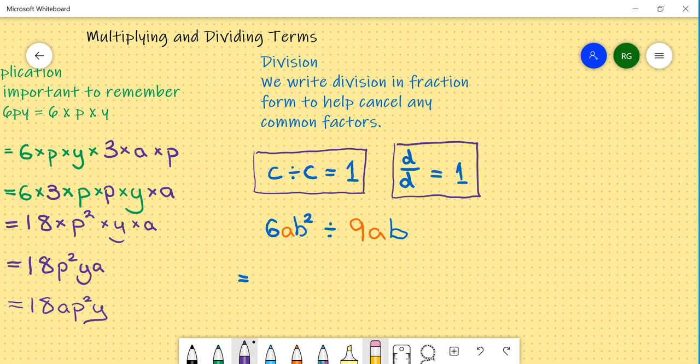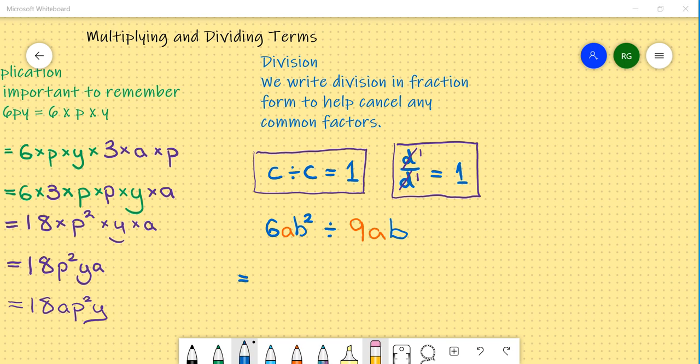1 million divided by 1 million, the answer is 1. 0.2 divided by 0.2 is 1. D divided by D is 1. We can check that by cancelling, and we get the answer of 1. That's an important piece to remember as we move forward through division in algebra.